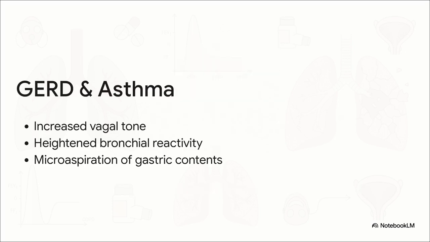Remember that comorbid GERD can seriously worsen asthma, and it does this through increased vagal tone, heightened bronchial reactivity, and microaspiration of gastric contents into the upper airway. You'll usually see this as a worsening cough specifically at night, or a patient needing their albuterol inhaler right after meals. The right move here? An empiric trial of proton pump inhibitors.